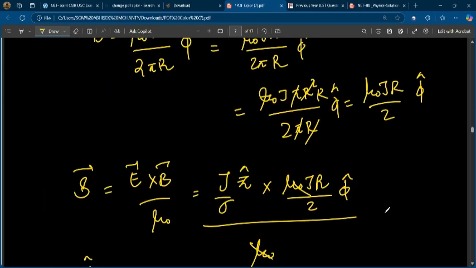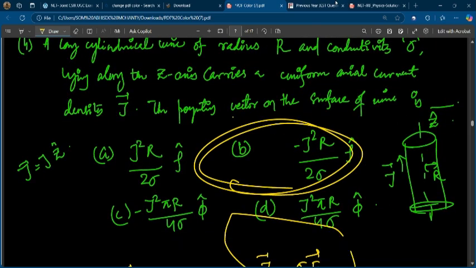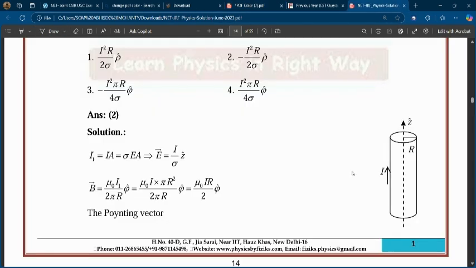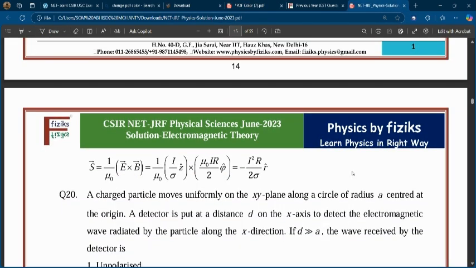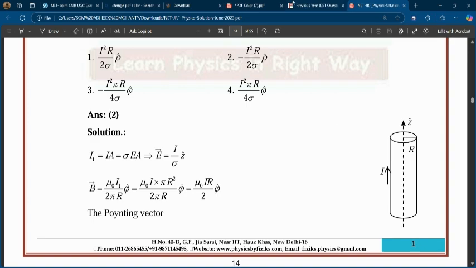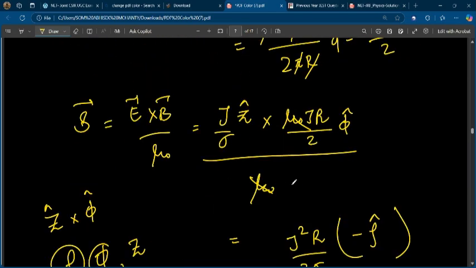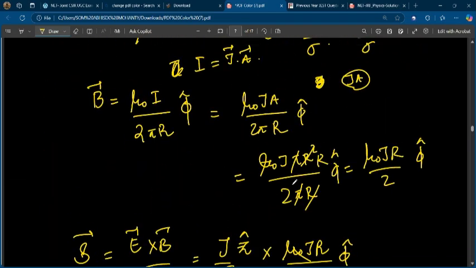Which option is it? Option B. Minus J square r by 2 sigma rho cap. Rho cap or r cap, anything. Again, a good question.